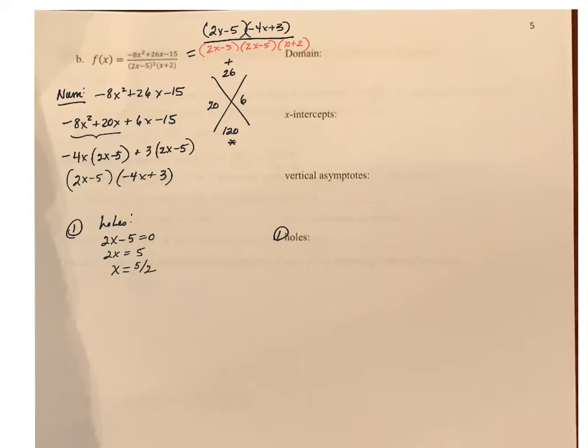Now, once I have found the x value for the location of that hole, I'm going to find my simplified version by eliminating those common factors. So I'm going to eliminate 2x minus 5 and 2x minus 5. That will leave me with negative 4x plus 3 in the numerator and 2x minus 5 times x plus 2 in the denominator. That's the simplified version. So we mark this as f sub s of x. That's what I use for everything else going forward.